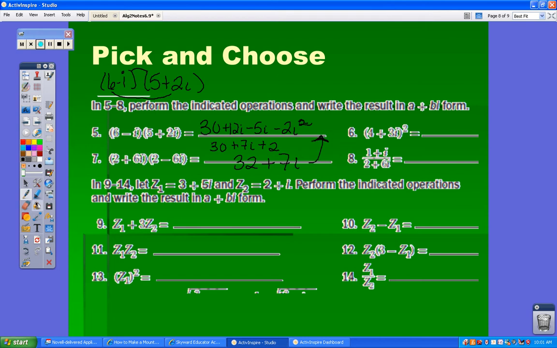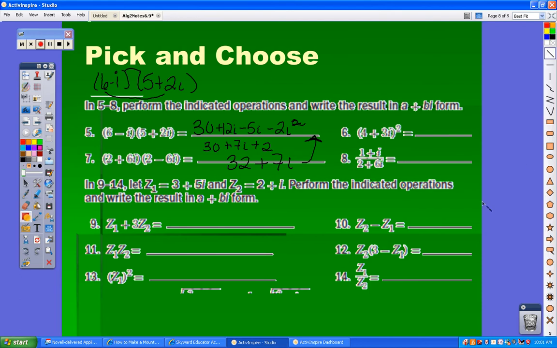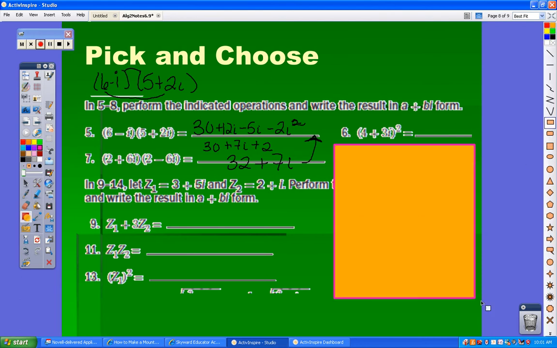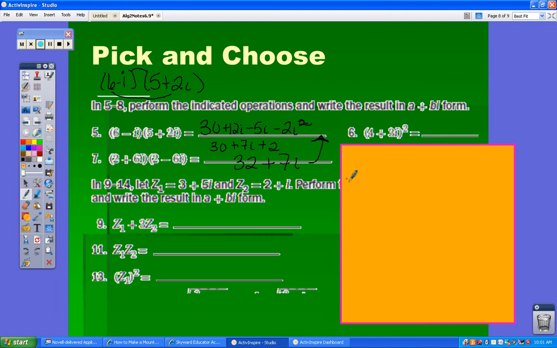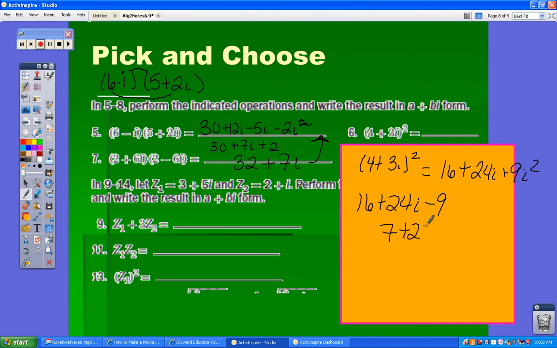I could throw out a box here on this next one. Okay, so let's look at 4 plus 3i squared. So I could do the shortcut that we talked about earlier this year. That's 16 plus 4 times 3i is 12i, double it, 24i, plus 9i squared. 16 plus 24i, this is the same thing as minus 9. It's going to be 7 plus 24i.